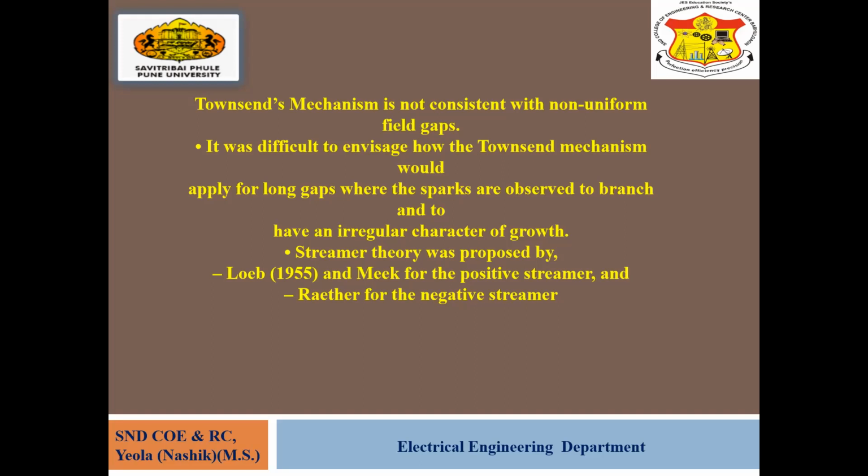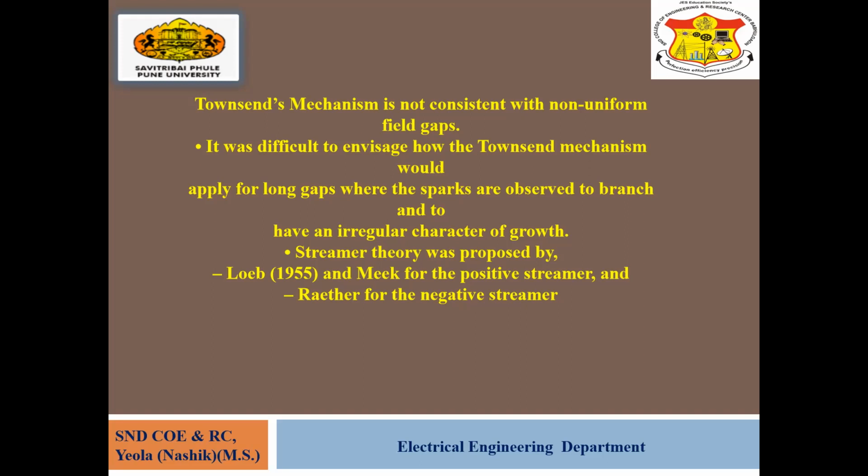But if P into D is greater than 1000, it means a non-uniform field, and we have to apply the streamer theory. Remember one thing: we have to apply the streamer theory when PD is greater than 1000 and the field is non-uniform. Townsend's mechanism is not consistent with a non-uniform field gap.